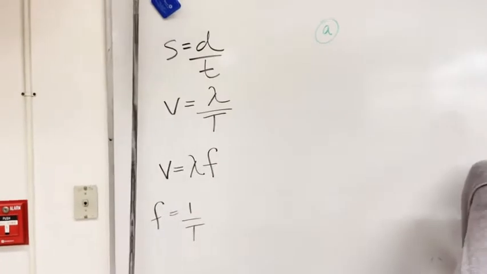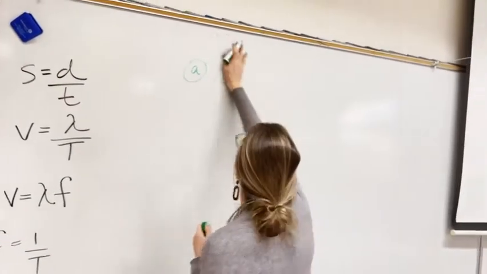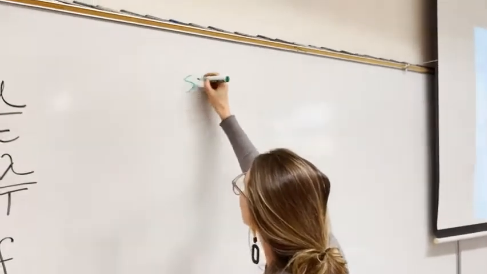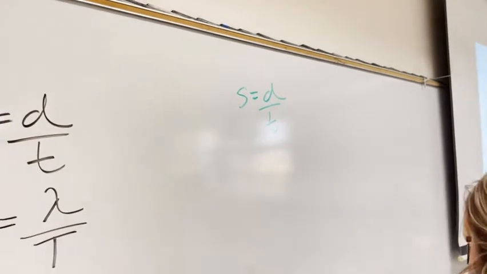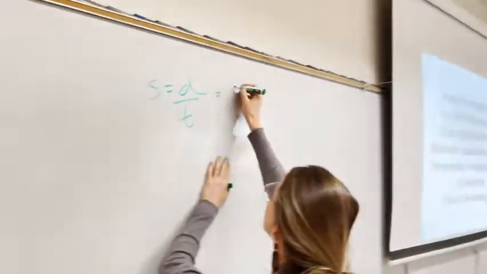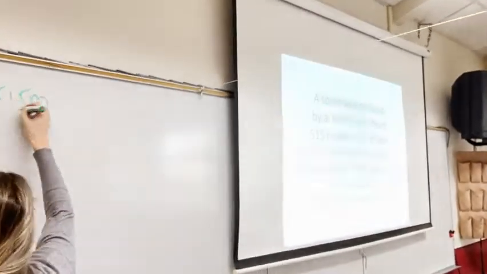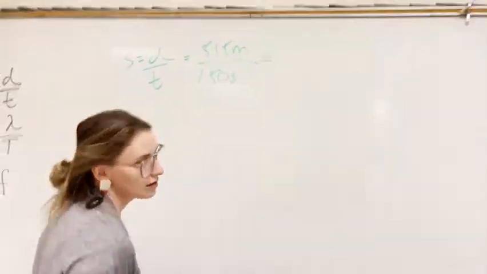That smells like this one. I agree. So speed equals D over T. And what is the speed of sound in air? Is that what the question is? Yes, it is. Our distance was 515 meters divided by 1.50 seconds.